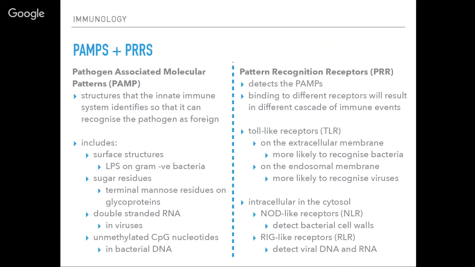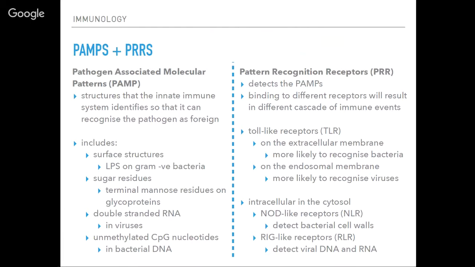Your pattern recognition receptors are what detects those PAMPs, what detects the fact that there is something foreign in your body. There's 3 main types of receptors you need to know. Toll-like receptors, nod-like receptors, and rig-like receptors. Your toll-like receptors are the most important ones. They can be seen in 2 places in the cell, either on the external cell membrane, so on the very outside, or on endosomal membranes. Endosomal means just basically anything that's membrane bound inside the cell. And they just detect different things.